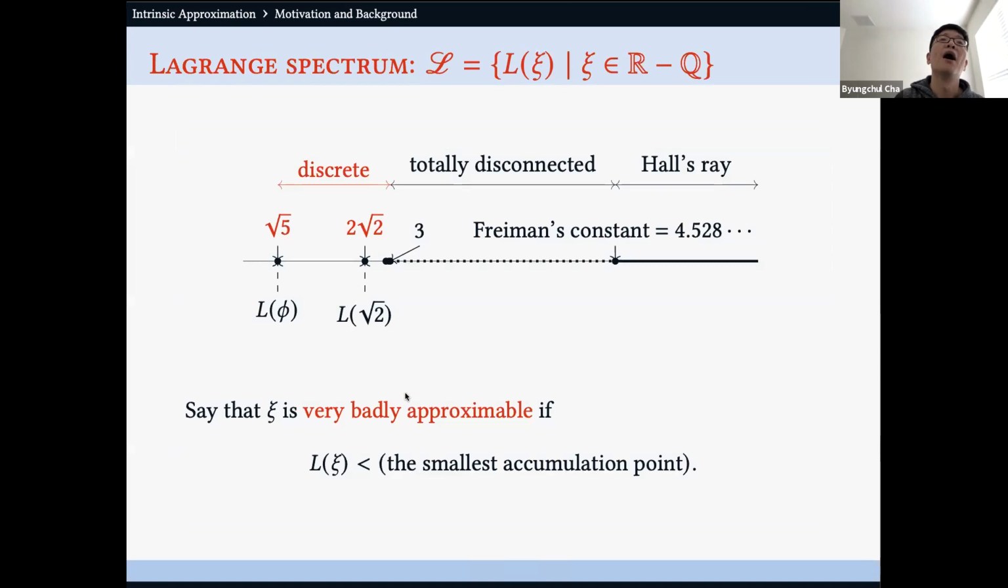Oops. Is it 3? What is the smallest? In the case of the spectrum of reals, it is 3. But if you change the Diophantine space, that number can change, obviously, right? But this definition should still make sense. Very badly approximable if its Lagrange number exceeds only finitely many other Lagrange numbers.